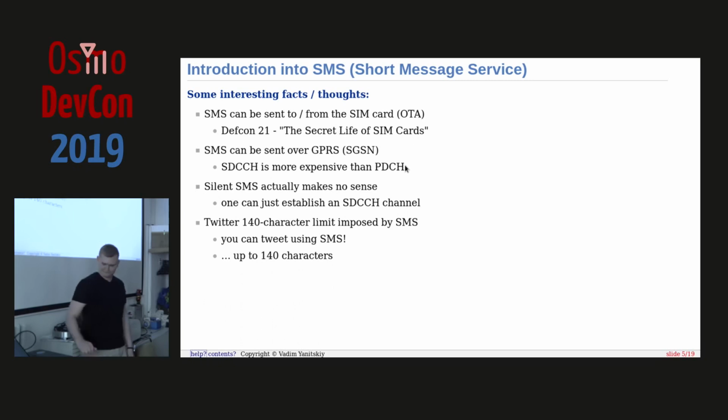If you want to establish a channel that is authenticated and ciphered, at one point you actually have to start a transaction with the MS and actually do something. Okay, makes sense. So that could be used for that. Okay, and as I already mentioned, you can tweet using SMS. And I think Twitter was inspired by this limitation.